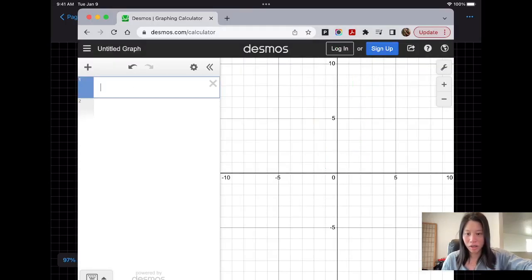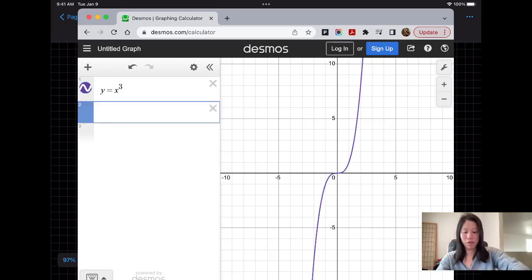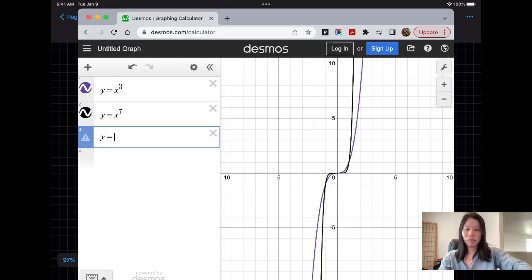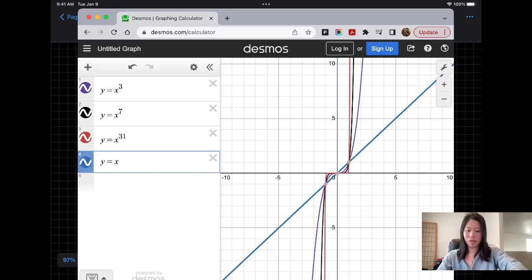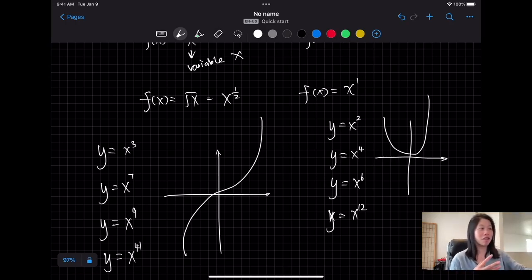Okay. So now let's take a look. y equals x cubed. We know that it's the cubic function graph. Now we find another odd number exponent, which is 7. Also looks like the cubic function. y equals x to the 31st. Still, the red line is just a cubic function. What about y equals x to the 15th? Again, another similar graph to the cubic function. Isn't that amazing? So here is the long run behavior of a function.